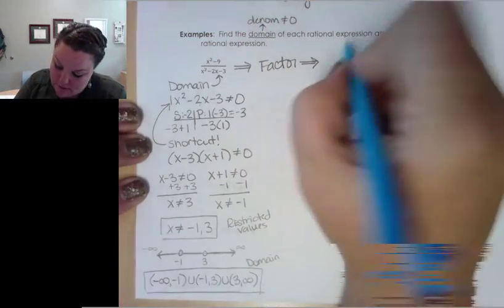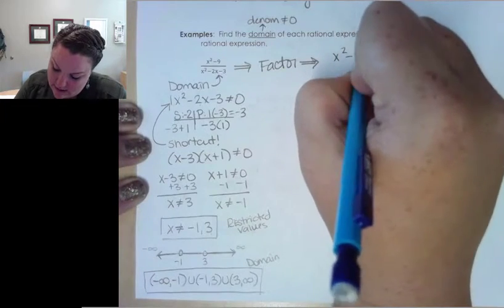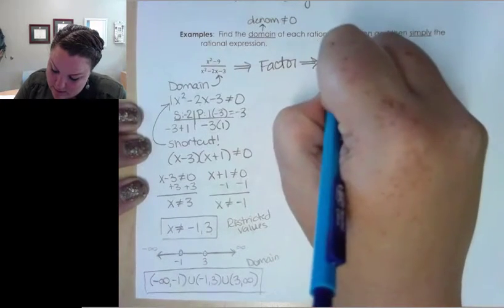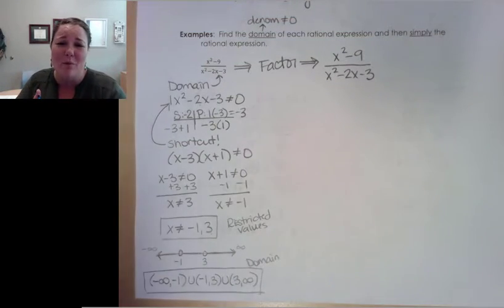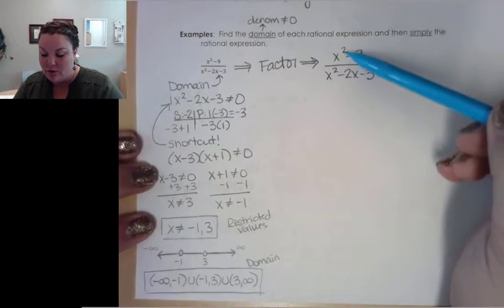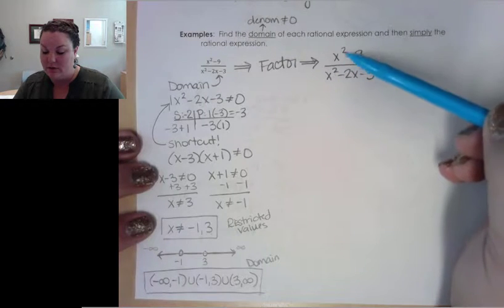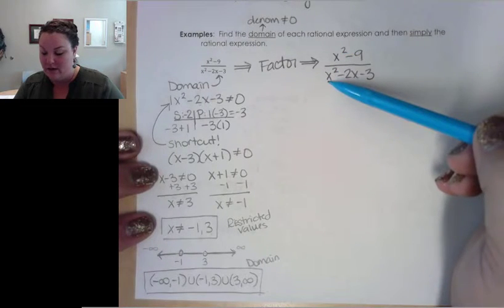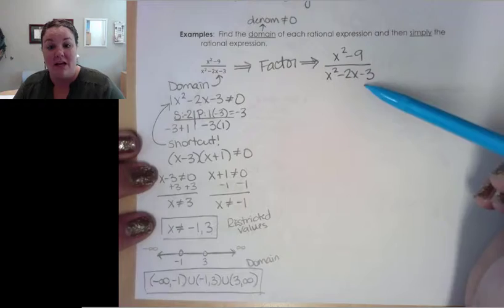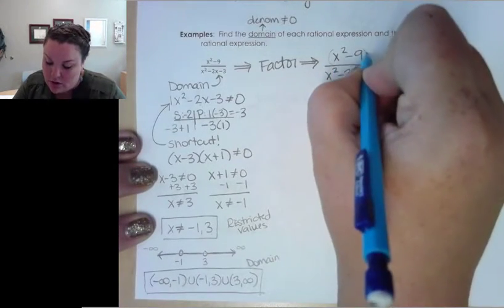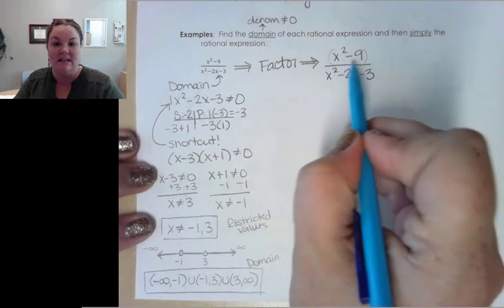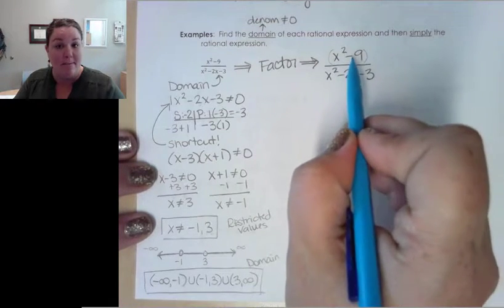Okay, so I'm going to start with x squared minus 9 over x squared minus 2x minus 3. And as badly as we may want to do it, we cannot reduce right here. We can't reduce an x squared and an x squared and a 9 and a 3, because right now this whole thing is its own quantity. It's stuck together like glue with that minus sign.